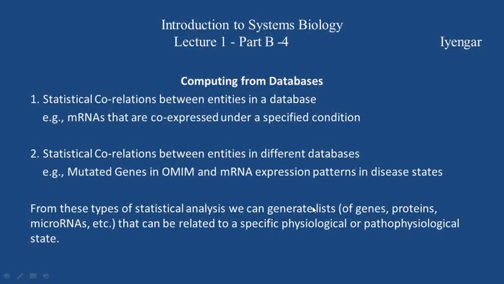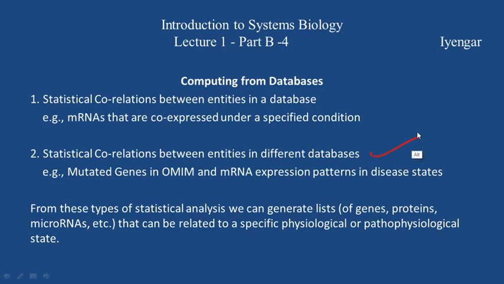A key characteristic of all of these databases is the ability to compute with these databases. What that means is that one can analyze the database and extract information regarding the data in the database. So what kind of computations can one do? One can do statistical correlation between entities in a database. For example, look at all the mRNAs that are expressed under a specified condition or specified perturbation or a specified time point. One can do statistical correlation between databases.